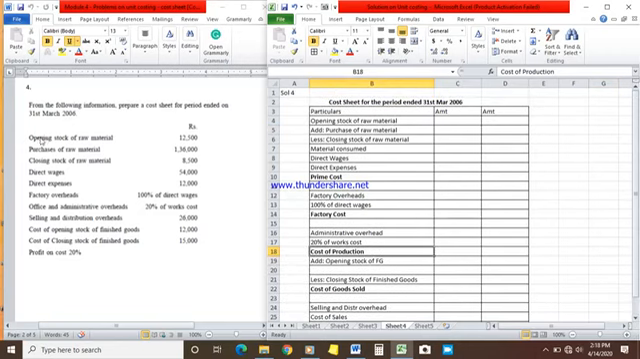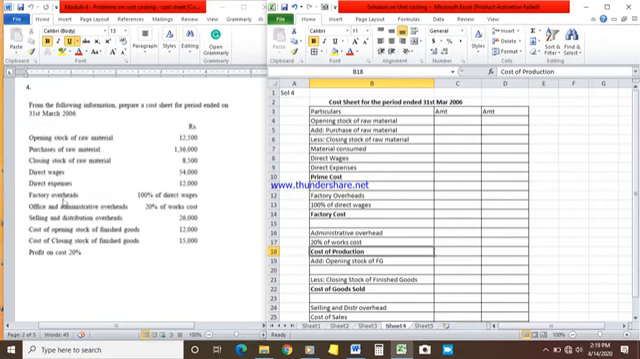So the problem goes like this. From the following information, prepare a cost sheet for the period ended 31st March 2006. We are given the opening stock of raw material, purchase of raw material, and closing stock of raw material. By considering these three items, that is opening stock, add purchase and less closing stock of raw material, we will come to know the raw material consumed. Direct wages and direct expenses are given. These two items are going to form a part of prime cost.